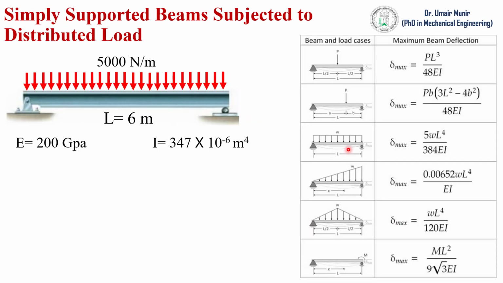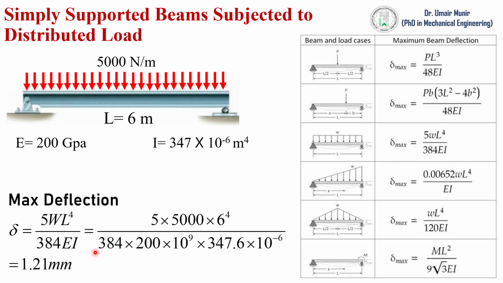This is the case of a simply supported beam which is subjected to distributed load, and this equation will be used to find out the maximum deflection. So with the help of this equation, the maximum deformation is 1.21. So the maximum stress and maximum deflection match our Ansys results. So our Ansys calculations have been validated.